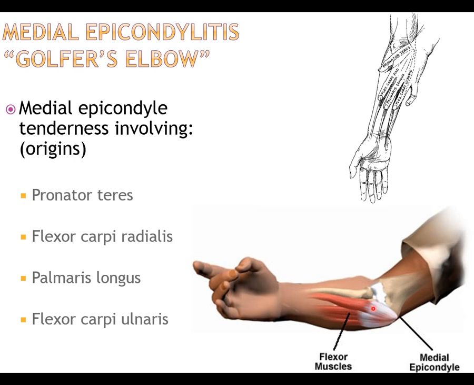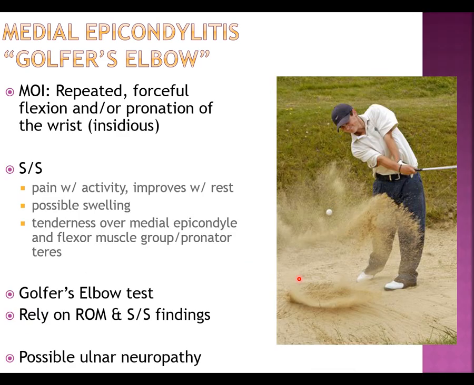Remember that they're also going to form the top of the cubital tunnel. And they're also going to help stabilize dynamically the medial elbow during the throwing motion. So this is a very important group. It's a relatively strong muscle group compared to the extensors anyway. But just like anything else, if they're overused, they can get that overuse injury.